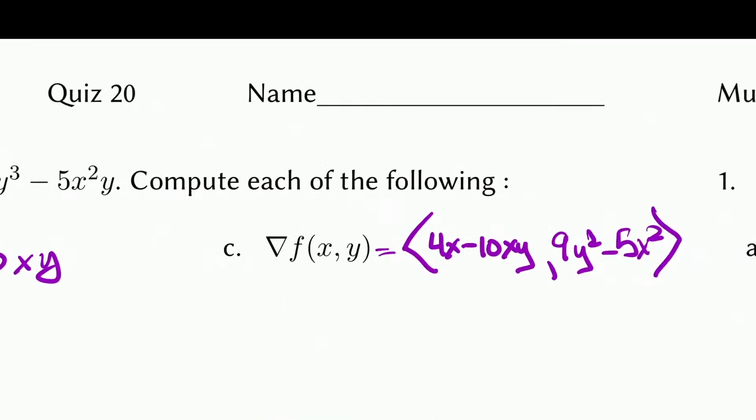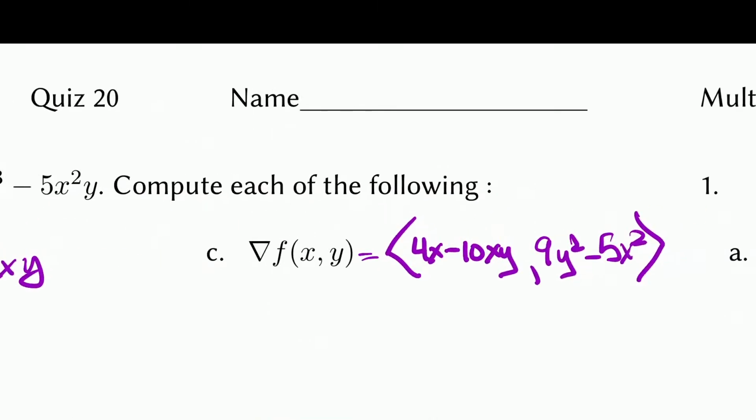I'm happy. Next is the gradient. The gradient was just the derivatives. Derivative with respect to x, derivative with respect to y. Since I didn't specify a point, I'm just going to leave the letters in there. So that's it. And then finally, the directional derivative. This was a little annoying because I didn't specify a point. So we don't know where it is that we're interested in the directional derivative. We just have a vector.